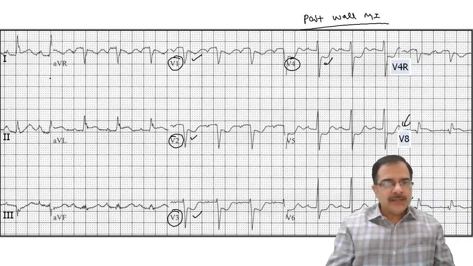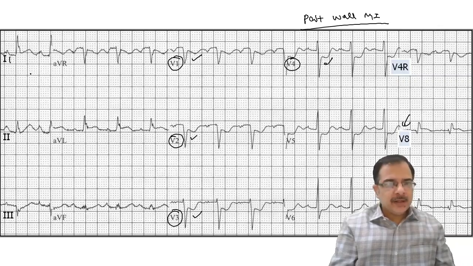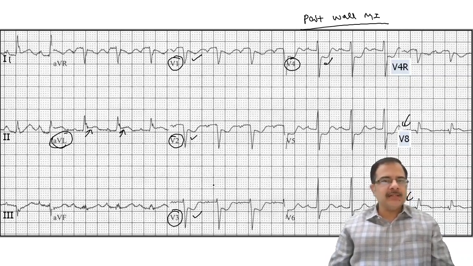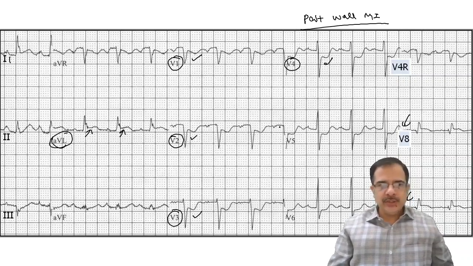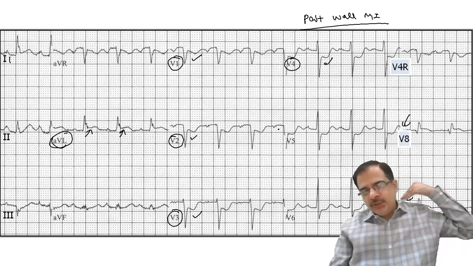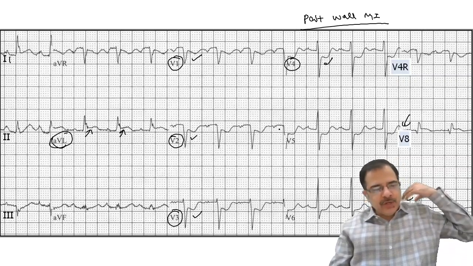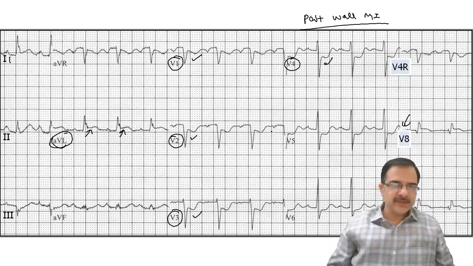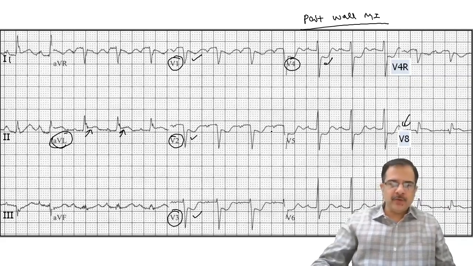Also, you can see in leads 1 and AVL, there is also ST elevation. So this goes more in favor of a high lateral and posterior wall MI, which are supplied by the left circumflex. So yes, this is a posterior wall MI. Now, what about this? Look here.